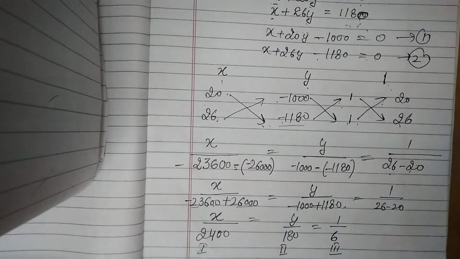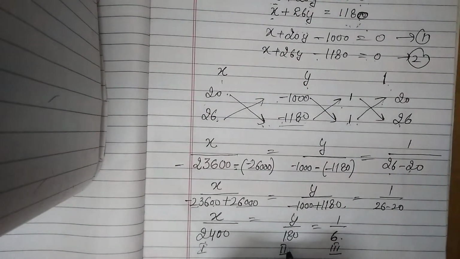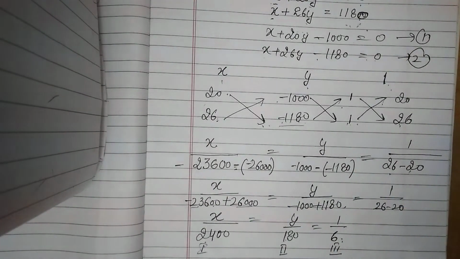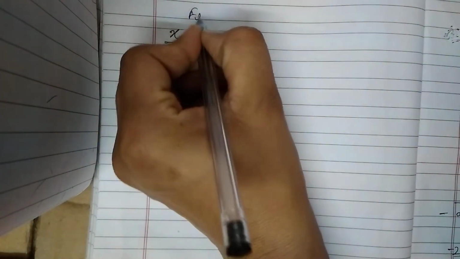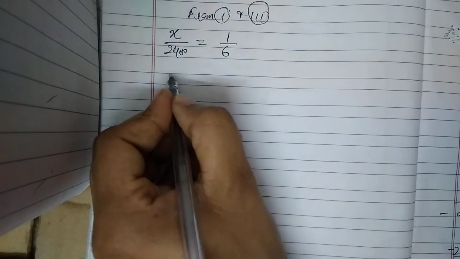For solving x and y, firstly take the first and third equation. For solving y, take the second and third term. Now for solving x, I am taking the first and third term. Now from the first and third, find the value of x.